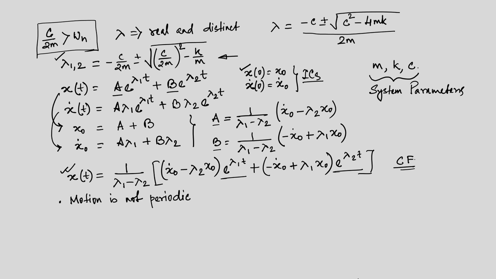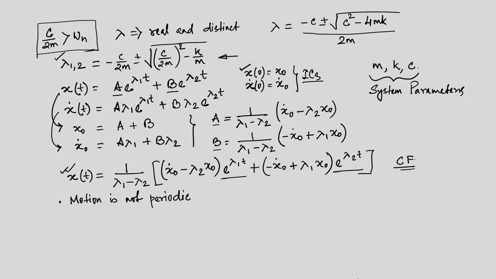Now, obviously, if you look at the roots lambda 1 and lambda 2, there are two distinct roots. But if you look at the nature, the condition that we have, C by twice m is greater than omega n, that means the quantity within the square root is always positive.